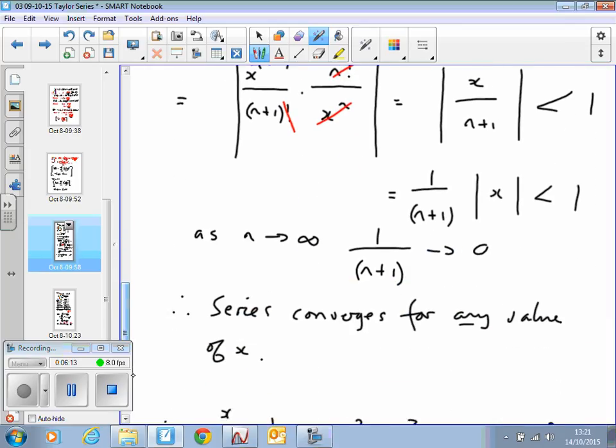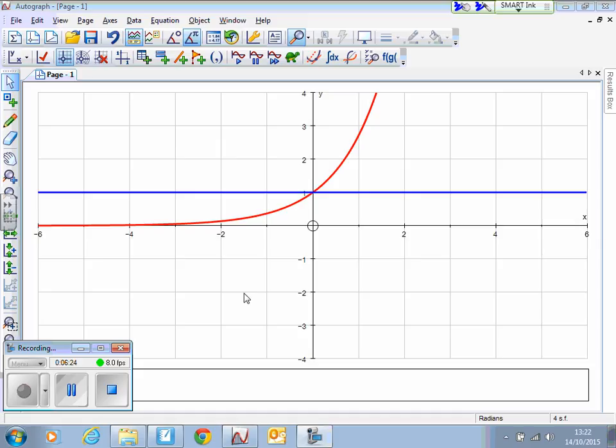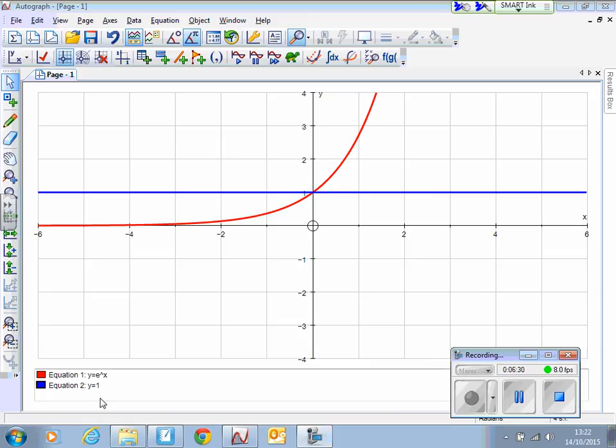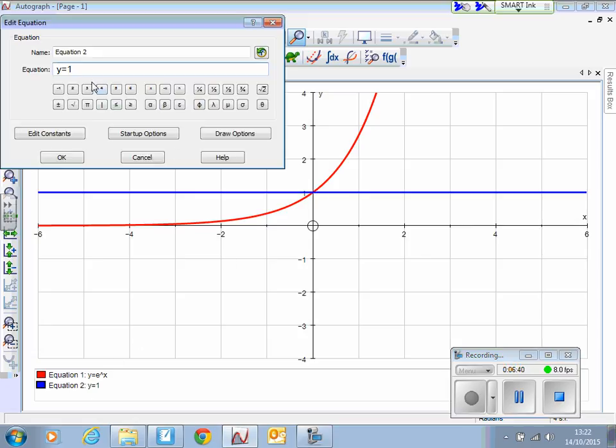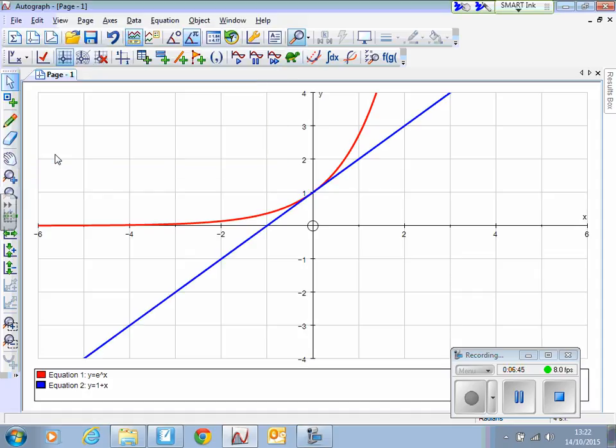If we put this into Autograph, we can see that the power series does actually start to look more and more like the e to the x function. So if I put in the function y equals 1, shift this over here, you can see that actually they do cross when x equals 0. If I now add the next term, which is 1 plus x, then we can see the line starts to follow the e to the x curve around x equals 0, which is where we're exploring the function, remember, when a equals 0.